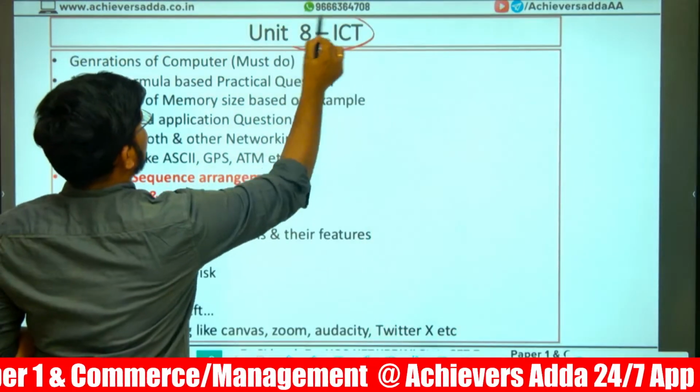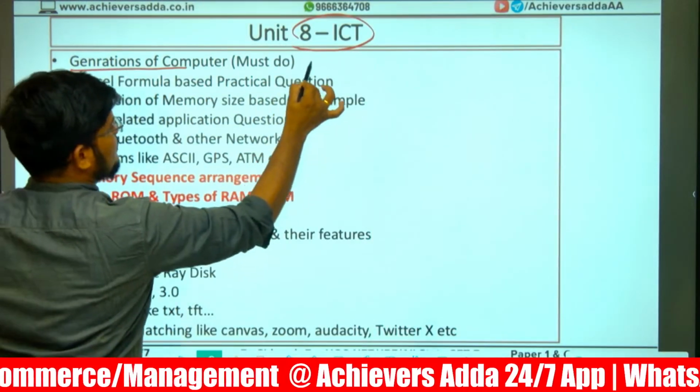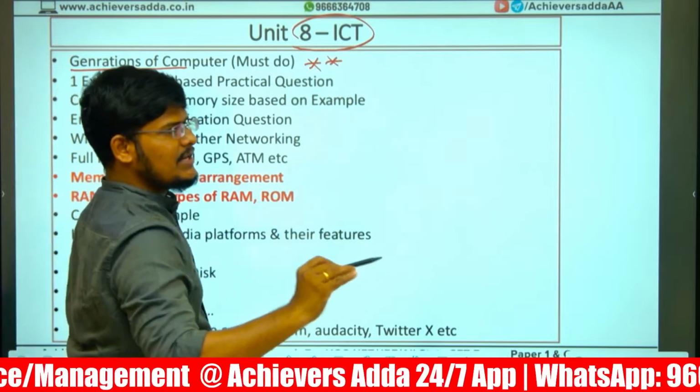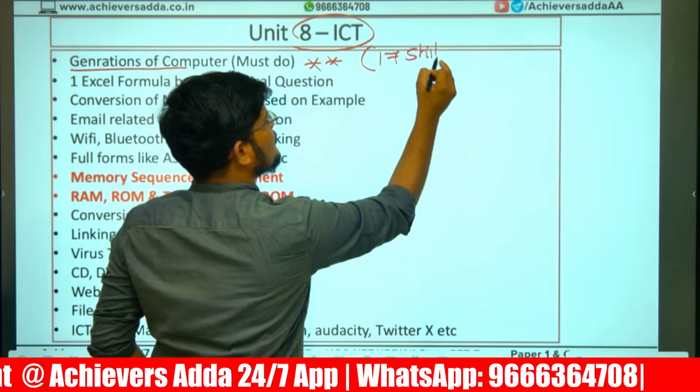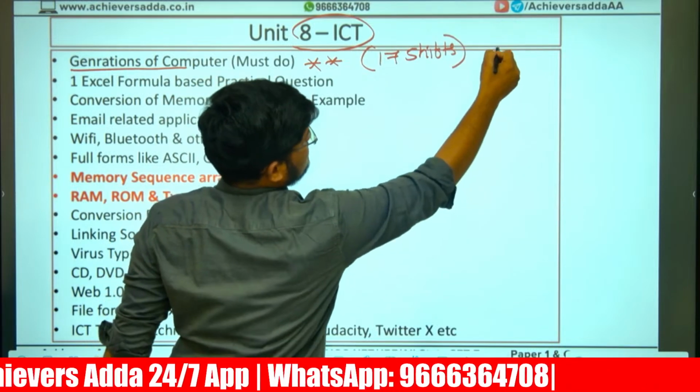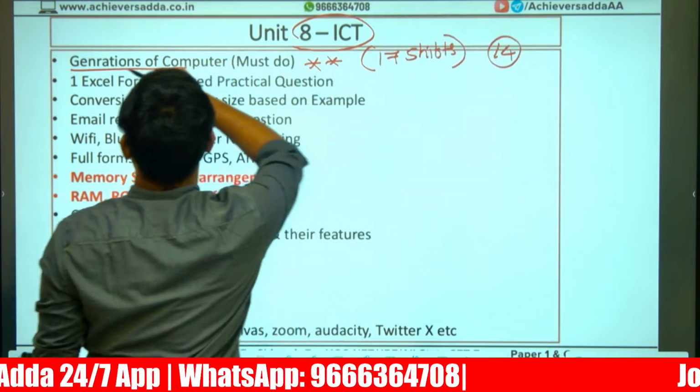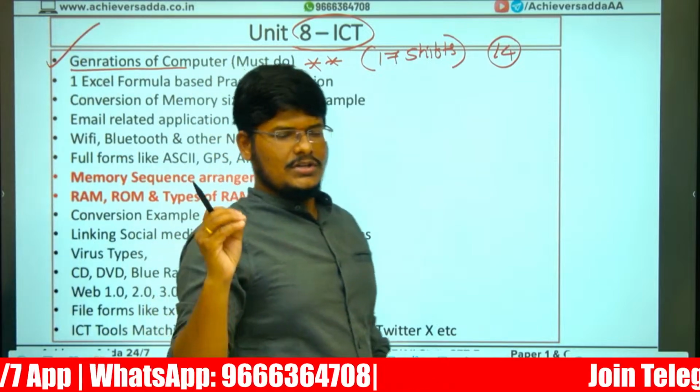ICT Unit 8, which is Generations of Computer, in the September 2024 question paper. I have reviewed almost 17 shifts of papers. In 17 shifts, almost 14 shifts repeated with this generation. Which are the following generation?